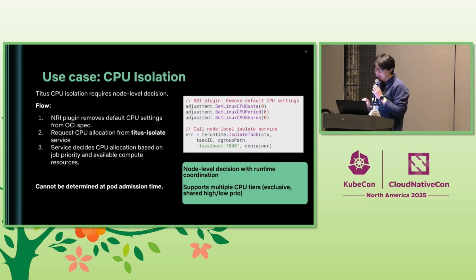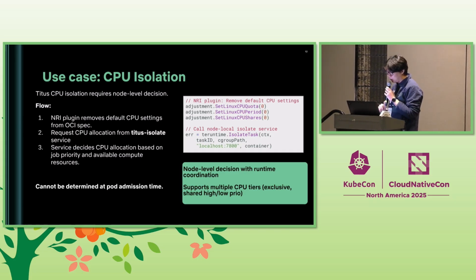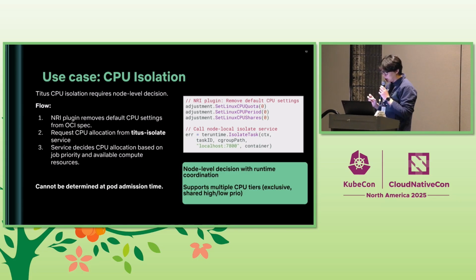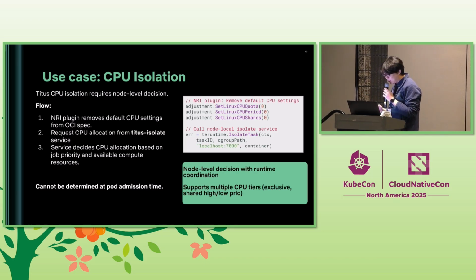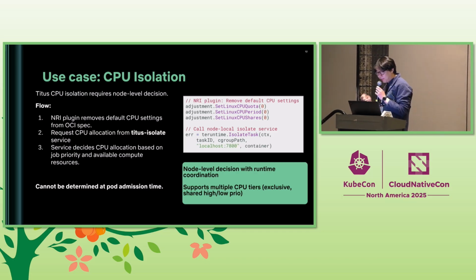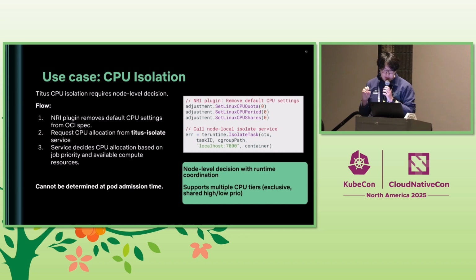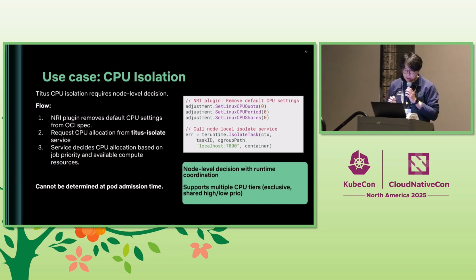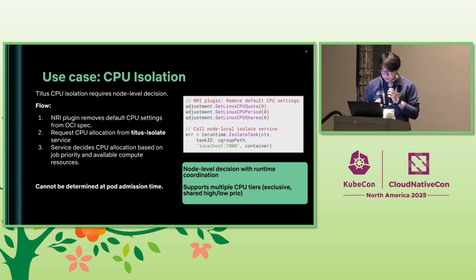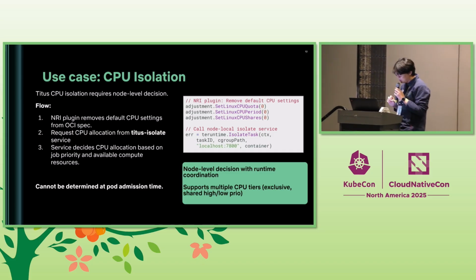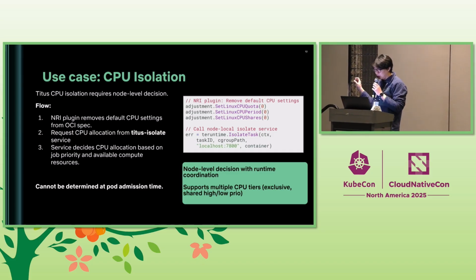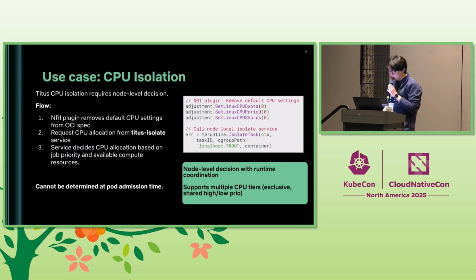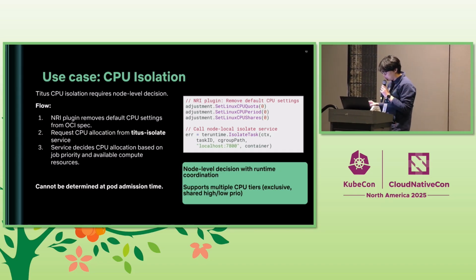This differs from the Kubernetes CPU manager, which only works for pods with guaranteed QoS settings and static policies. Our approach supports multiple workload tiers and decisions at container creation time based on what's currently available on a node. We cannot determine this at pod admission time. NRI instead is able to call out to a node-local service with full visibility into its current CPU allocations and the topology of the actual node.